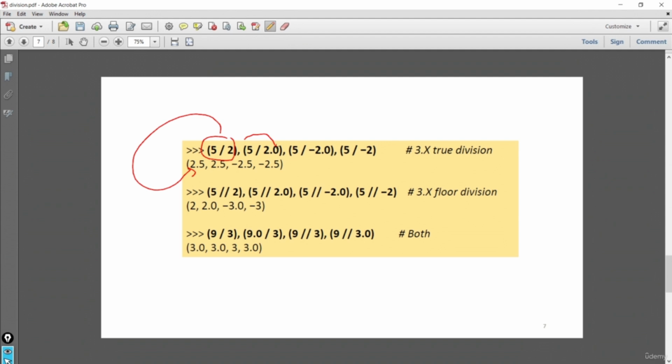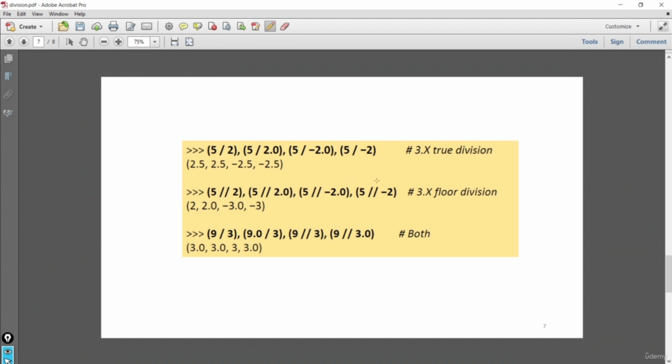For this division, although the second one is a floating point number, it doesn't make any difference. The result is again 2.5. For the first one, it is also 2.5. Here the second number is negative, and the result is -2.5. Here both numbers are integers, but the result is the same as in the previous one.